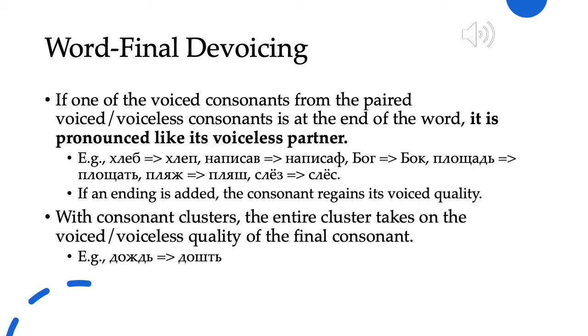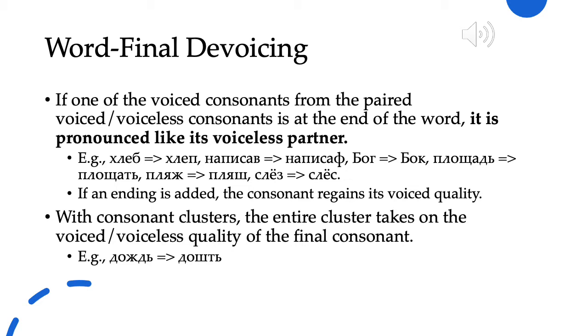And the most common way for this to happen is when we have what's called word final devoicing. So with word final devoicing, if one of the voiced consonants from that set of 6 pairs is at the end of a word, it is pronounced like its voiceless partner. And this is something that confuses a lot of heritage speakers. They know how the words sound, and so they write them with the voiceless consonant at the end because that's what they hear, instead of the correct consonant, which is the voiced consonant.